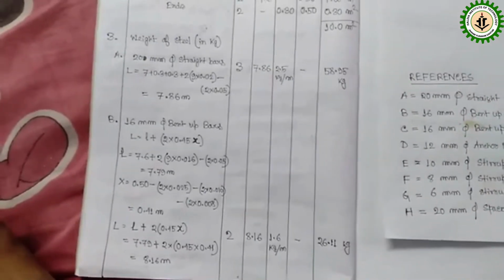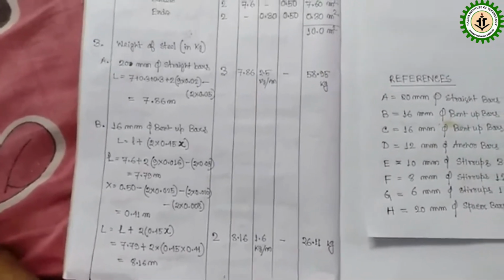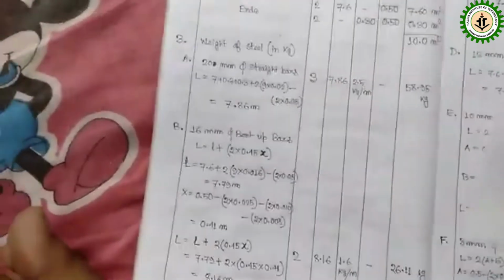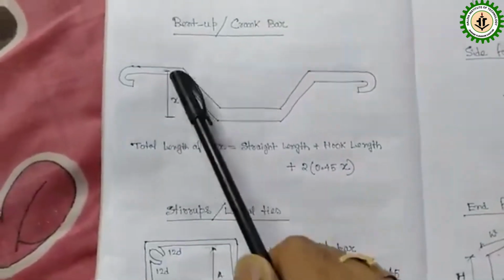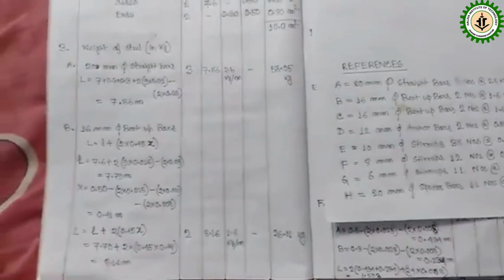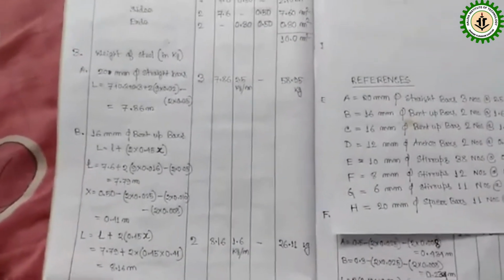X is the center to center vertical distance between top and bottom portion of the bent up bar. Okay, let me show you. So again I am showing you. So this portion is the x portion. So now you have to determine the length of the x. So again I am telling you what is x. X is the center to center vertical distance between top and bottom portion of the bent up bars.